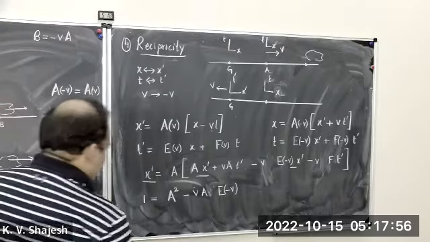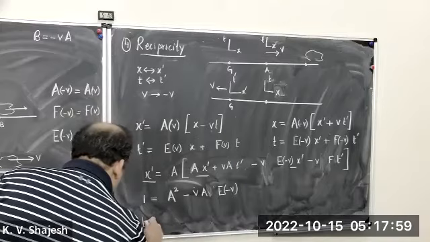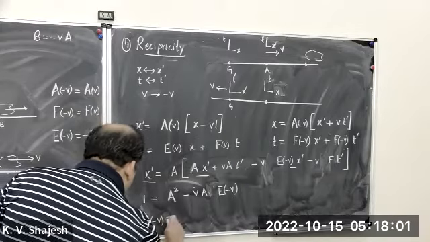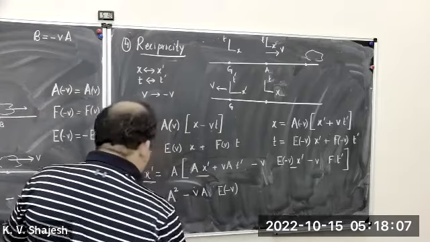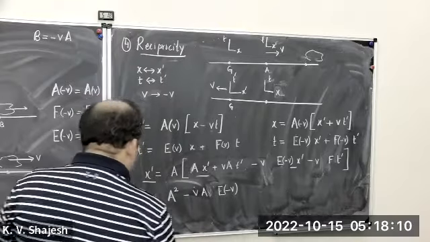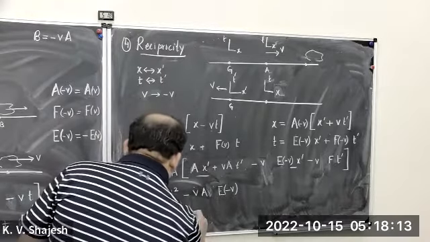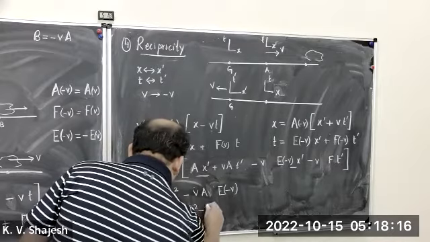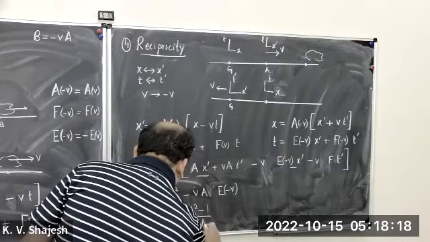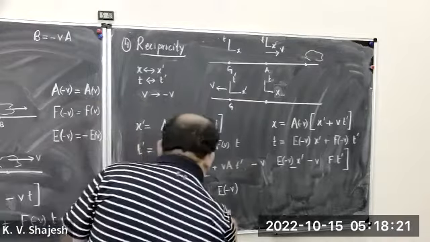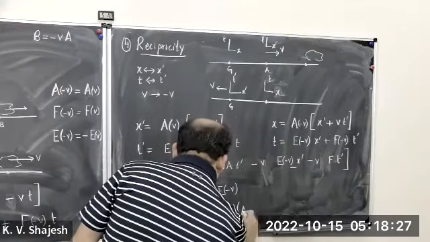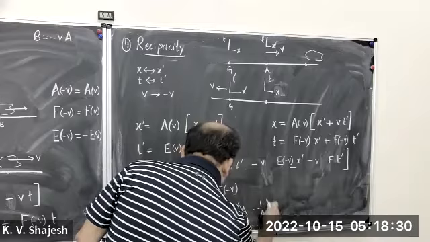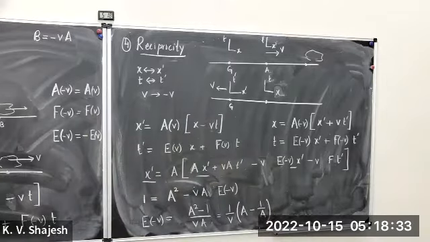Okay. I think then I can find E of minus V in terms of this. So this is equal to A square minus 1, right? So it is A square minus 1 over V times A. I'll write that as 1 over V times A minus 1 over A. I think there's no special reason why to write it like that, but that is one way of writing.